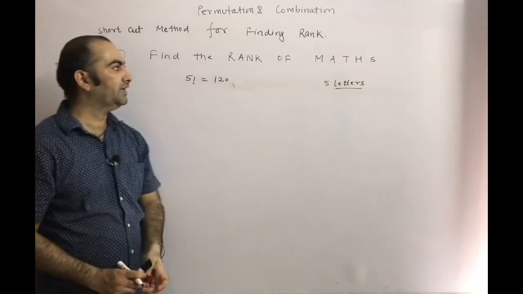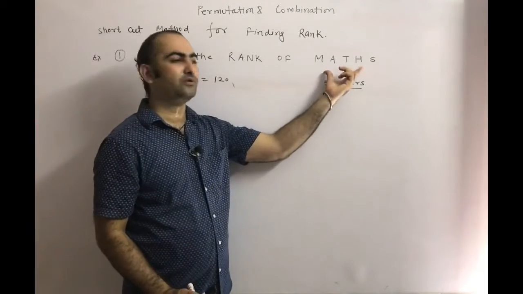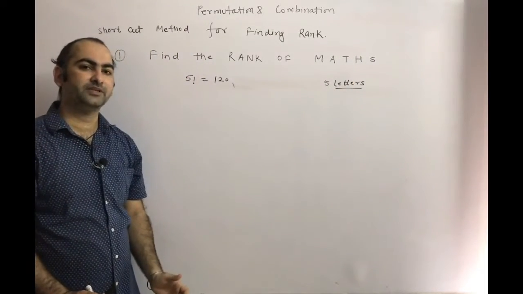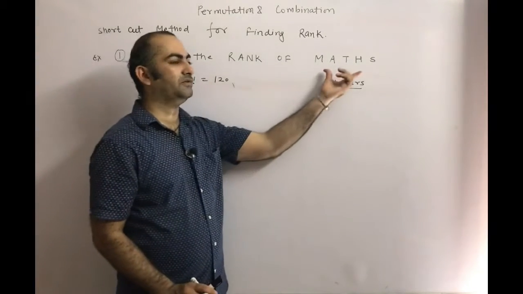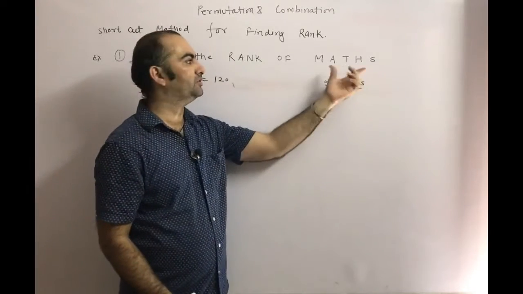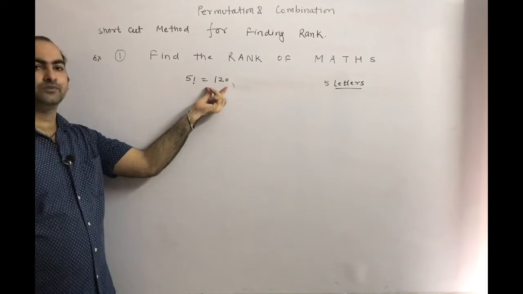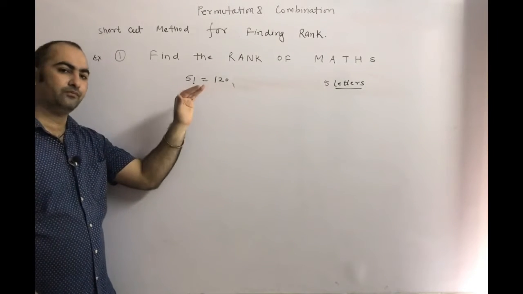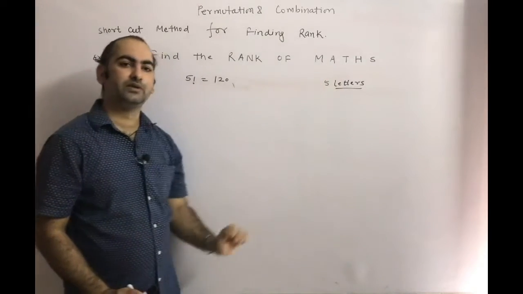For finding rank, what is the meaning of rank? Using these 5 letters, if you form a dictionary, you know how to form a dictionary? It should be in alphabetical order. So if you form a dictionary, then find out the position of MATHS. The total number of words is 120. If you arrange these 120 words in a dictionary, then the position of MATHS is your rank.